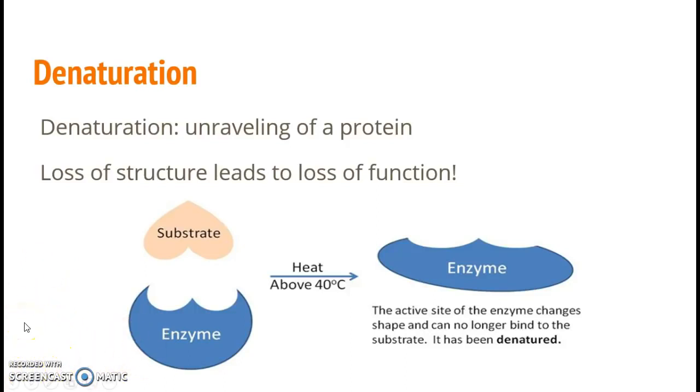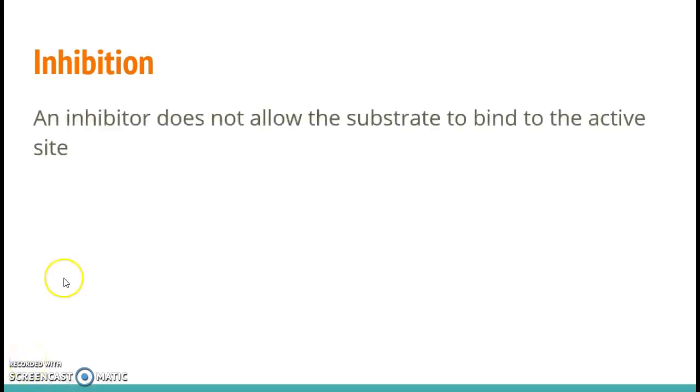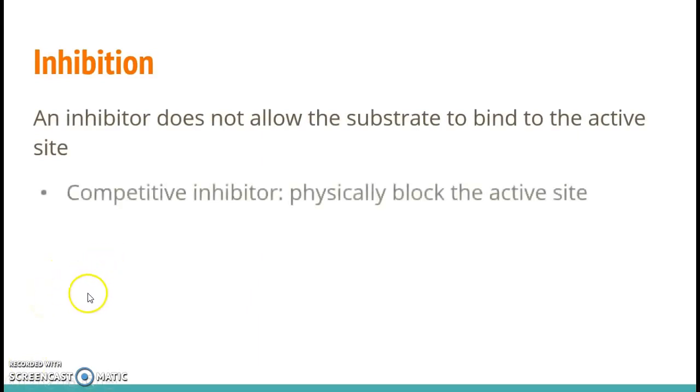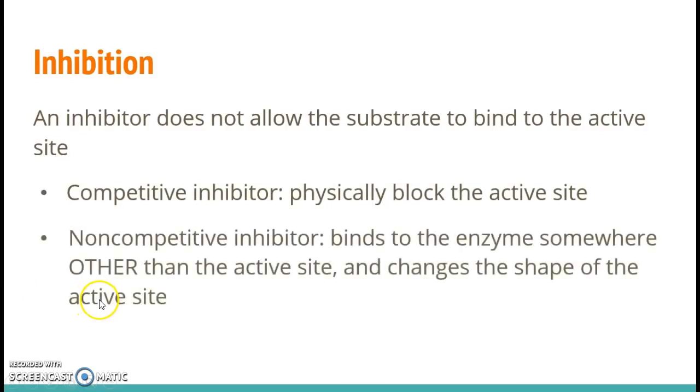While certain factors like temperature and pH can lead to denaturation, which can affect the protein's ability to catalyze reactions, inhibition is another factor that can change an enzyme's ability to do its job. An inhibitor is a substance that prevents the substrate from gaining access to the active site. Competitive inhibitors physically block active sites, while non-competitive inhibitors can bind to an enzyme somewhere other than the active site, which can change the shape and prevent the enzyme from doing its job.